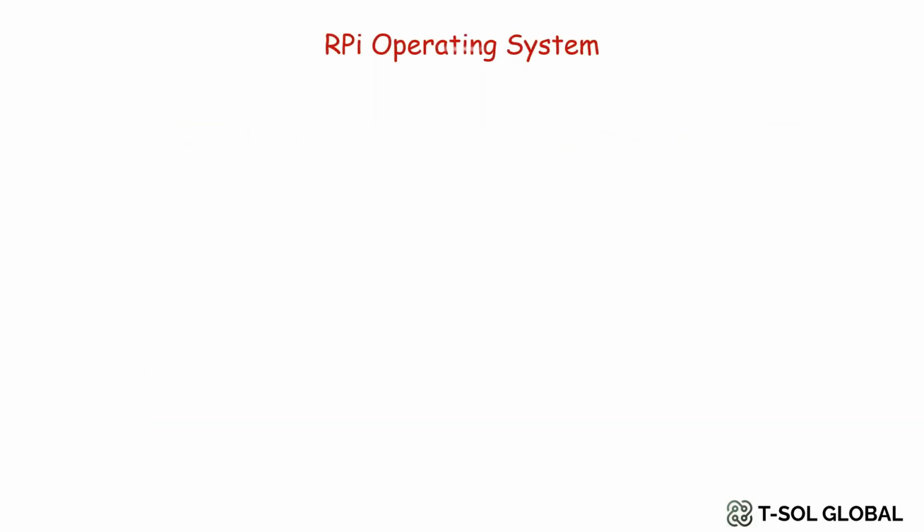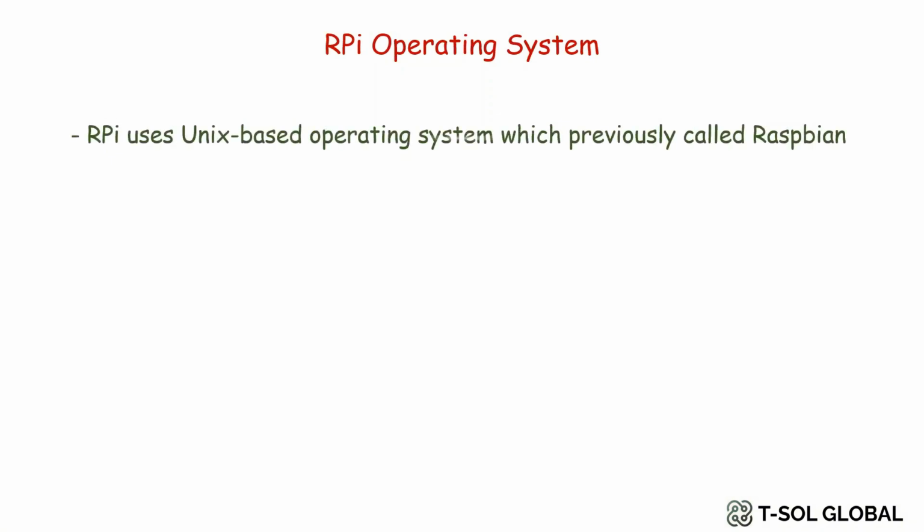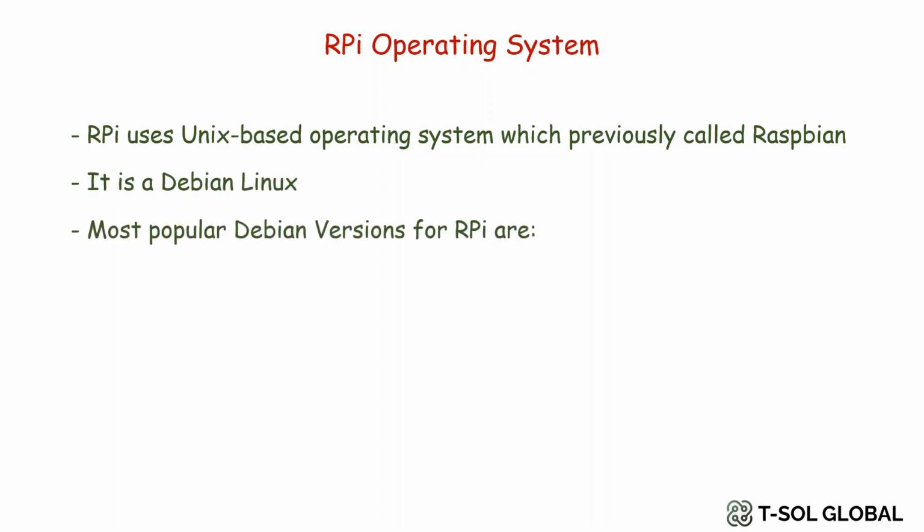Now we'll talk about Raspberry Pi operating system. So Raspberry Pi uses Unix-based operating system, which was previously called Raspbian. It is a Debian Linux. So most popular Debian versions for Raspberry Pi are Debian 11 or Bullseye and Debian 12 or Bookworm. So nowadays we're mostly using Bookworm.